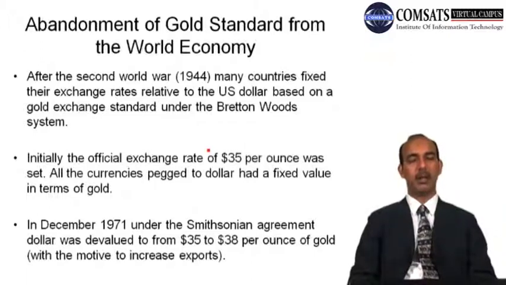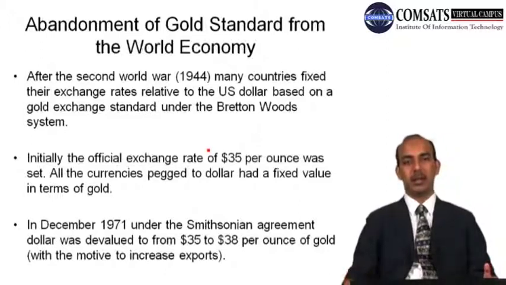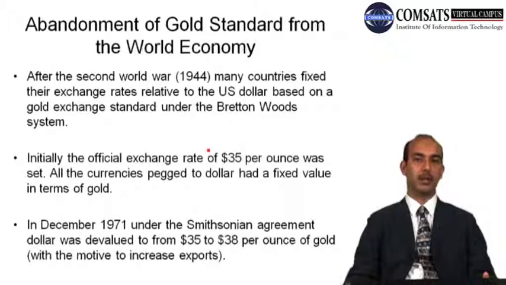Then in December 1971, under the Smithsonian Agreement, another agreement took place where the dollar was devalued from $35 per ounce of gold to $38 per ounce of gold, because the US was thinking that the US dollar was valued too high, so their exports were reducing. To devalue their currency, the rate of the dollar against gold was reset to $38. So the dollar was depreciated against all other currencies.